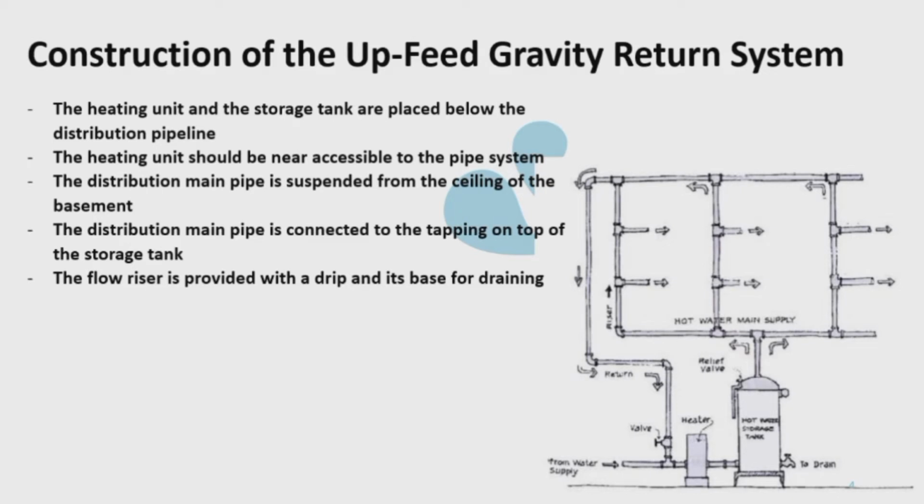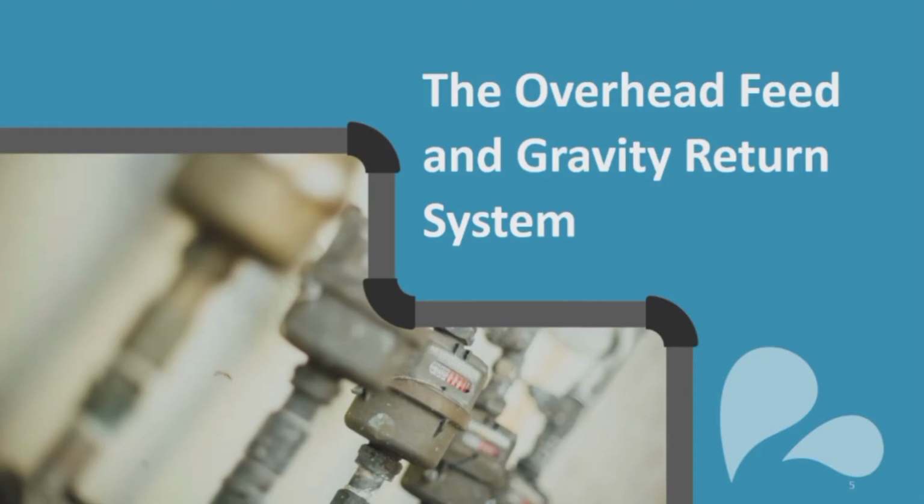From the water supply to the heater, it proceeds to the storage tank. And because of pressure, it distributes to the pipes. Okay? Then the unused water just circulates again. Okay, the second type of distribution of hot water is the overhead feed and gravity return system.